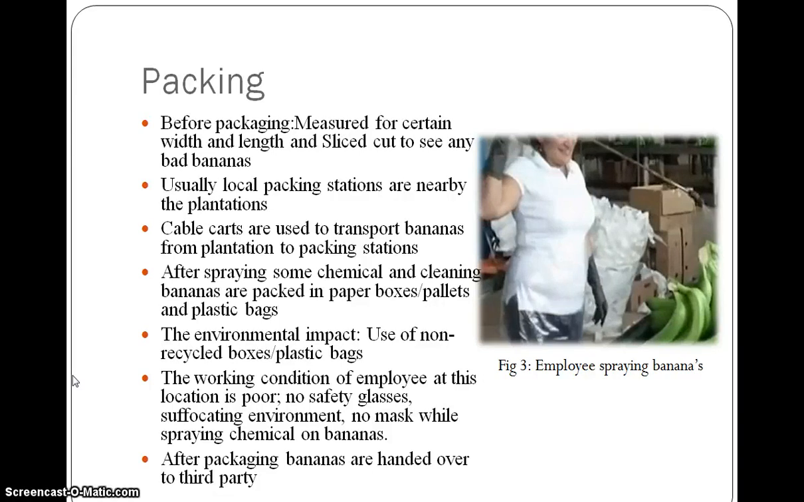Up here, the bananas are measured for the certain length to see if they are healthy, and certain length and width. They are sliced out to see randomly if there is any bad bananas, and the whole batch is taken off. Usually, they are within the 1 mile radius of the plantation itself. So there can be like cable wire or cable pulleys running around the plantation to take those bananas and bring it back to the packing station. After spraying them with and cleaning them, they are being packed into paper boxes and plastic bags.